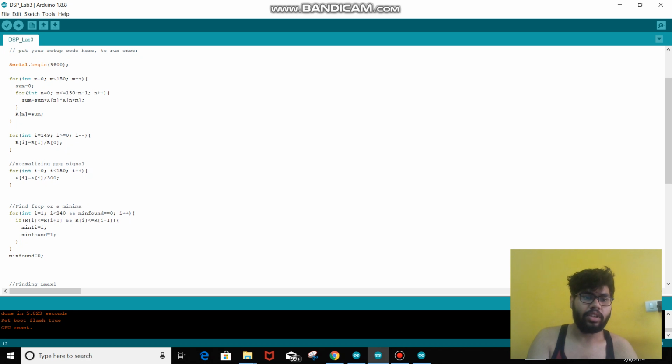Next, we have normalized the PPG signal as well, so that we can see the two signals together at once in the serial plotter. Otherwise, if they are not in the same range, there will be a gap difference, so the waveform will not look nice.